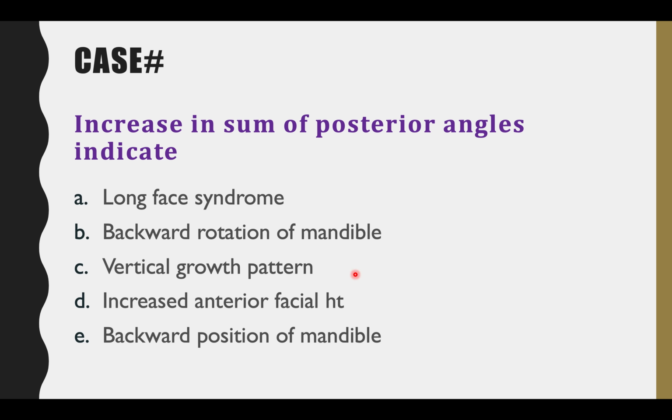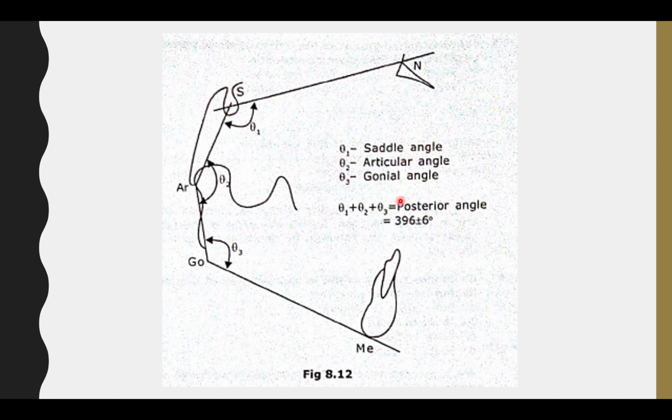Vertical growth pattern shows there is a larger gonial angle. Backward rotation of the mandible shows there is a larger articular angle. Okay, so these are the posterior angles.